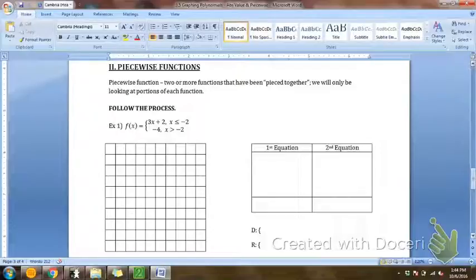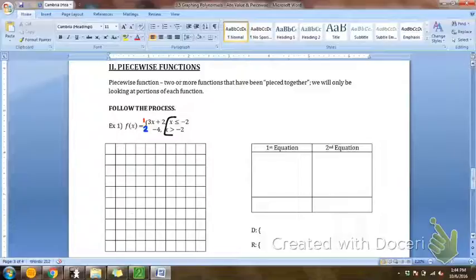All right, so the first thing says f of x equals 3x plus 2, x less than or equal to negative 2, negative 4, x greater than negative 2. So this looks a little funky. All this really means is that you have two equations. Here's your first one. Here's your second one. We're going to forget about this for right now, put that off to the side.